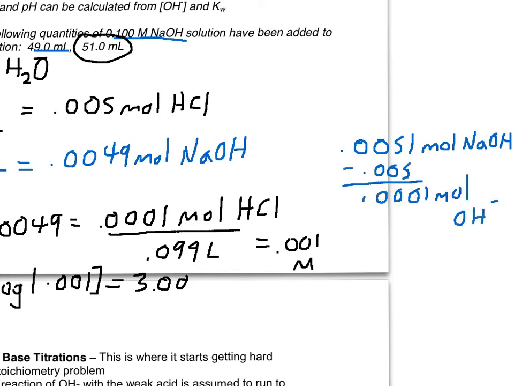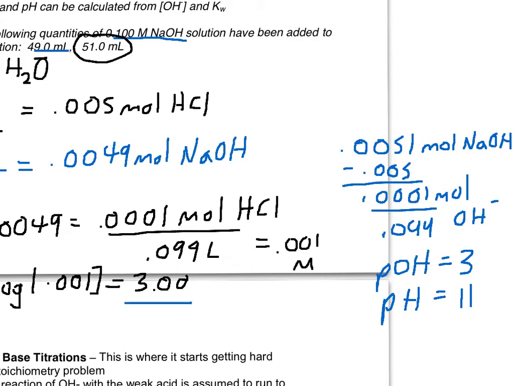So this time if I find the negative log of this, I'm going to be finding the pOH instead of the pH, and I'll find that my pOH is equal to 3 this time, which means my pH is actually equal to 11, which if you had calculated this out earlier, you probably could have guessed. It's going to be the same distance from 7, only in the opposite direction.